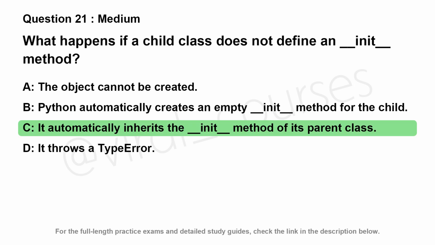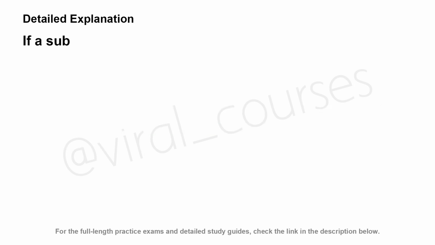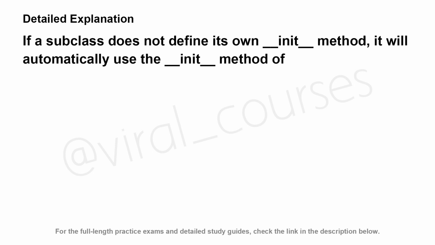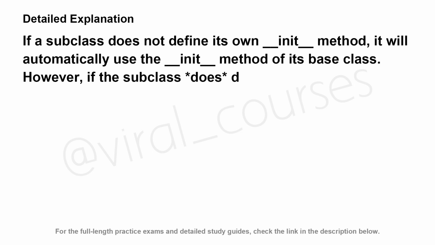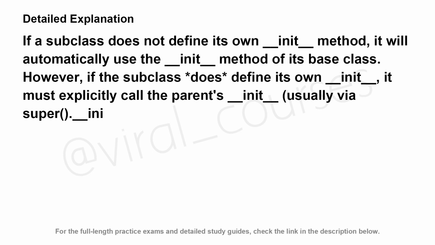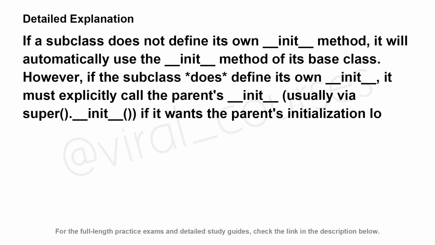The correct answer is C. If a subclass does not define its own __init__ method, it will automatically use the __init__ method of its base class. However, if the subclass does define its own __init__, it must explicitly call the parent's __init__, usually via super().__init__(), if it wants the parent's initialization logic to run as well.